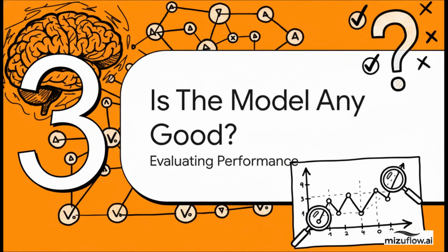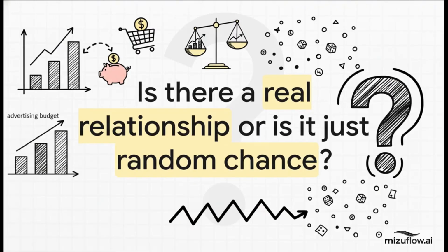Okay, so we've built this fancier, more complex model. Awesome. But, and this is a huge but, how do we know if it's any good? I mean, can we actually trust this thing to make real decisions? So first things first, we have to ask the big one. Is there really a connection between our ad budget and our sales? Or did we just get lucky and find a random pattern in the noise? Is it a real signal or just a fluke?